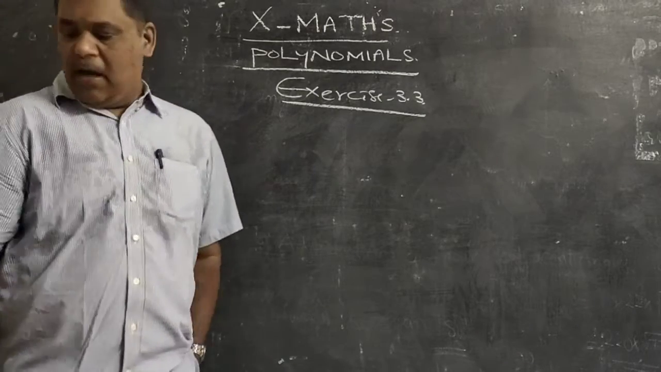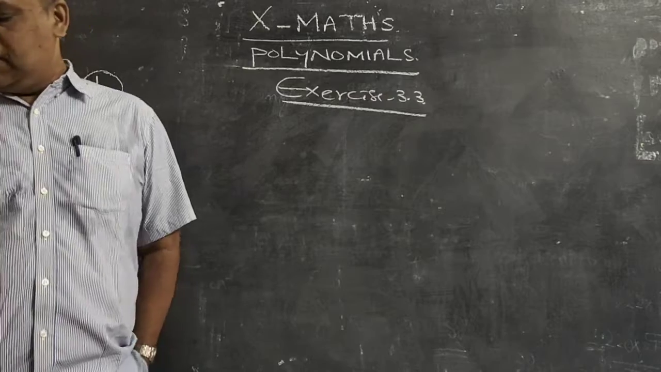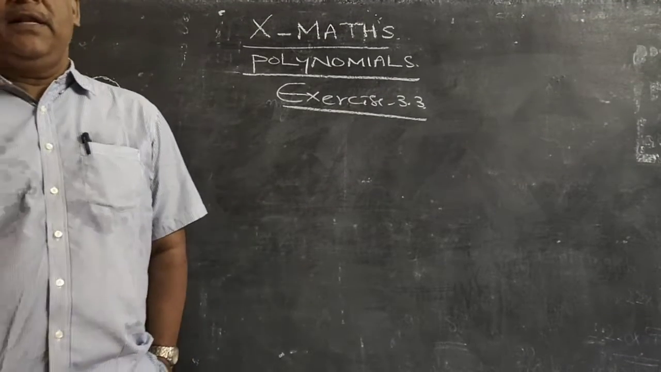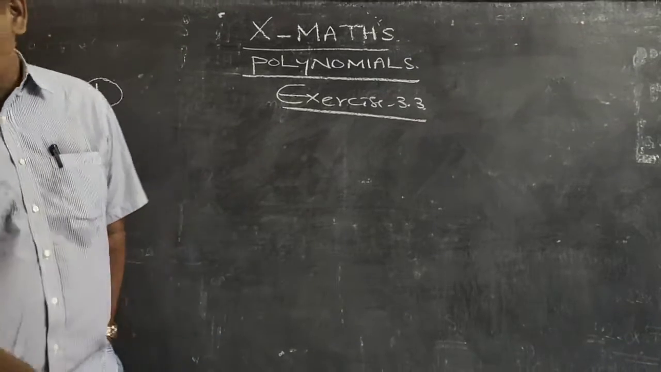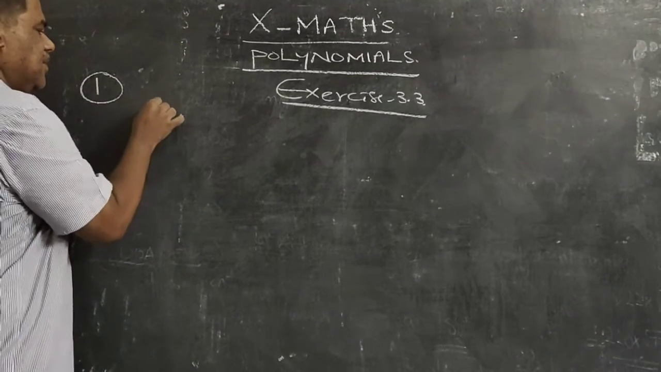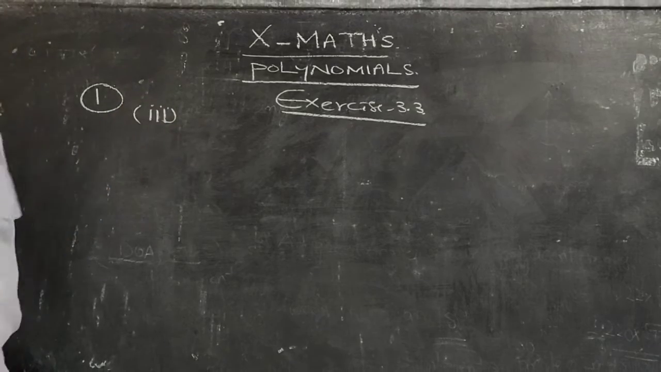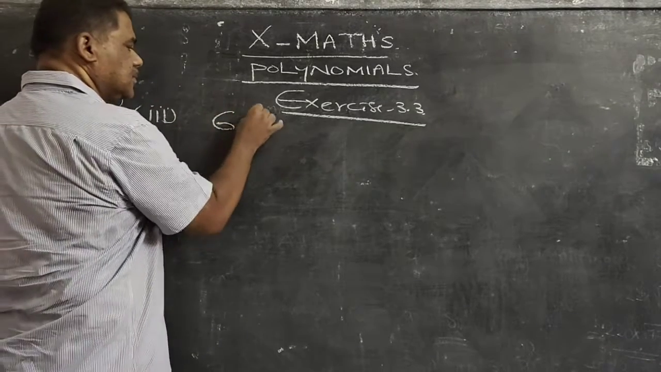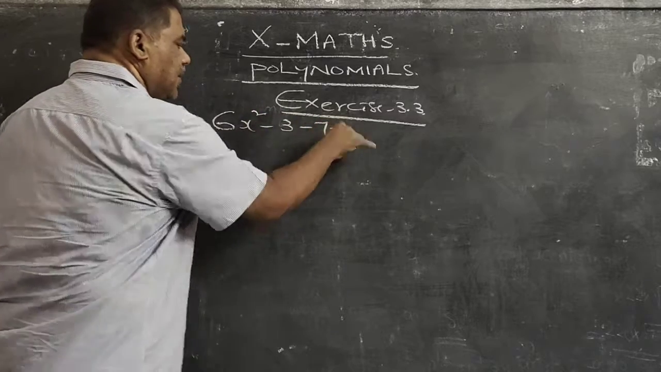Yesterday we did how to calculate zeros of the polynomial, and also we verified the relation between zeros and coefficients. So we started that first problem. Let us do another bit in that. 6x square minus 3 minus 7x.